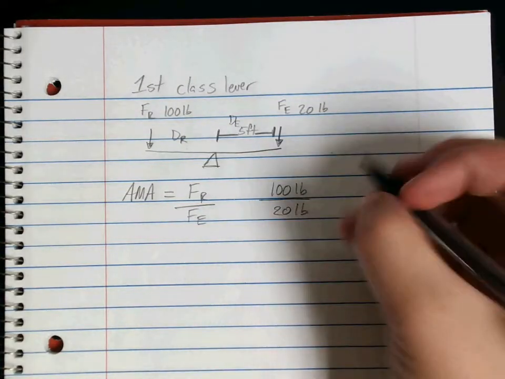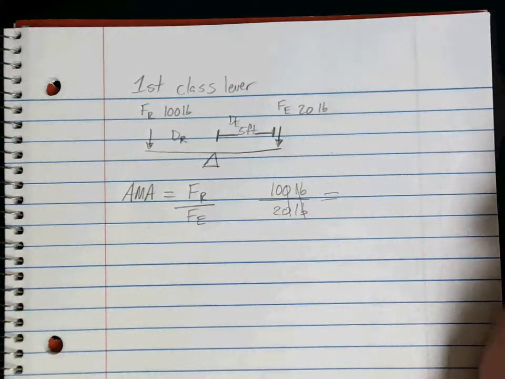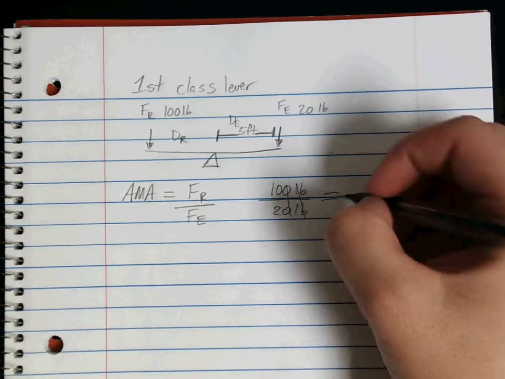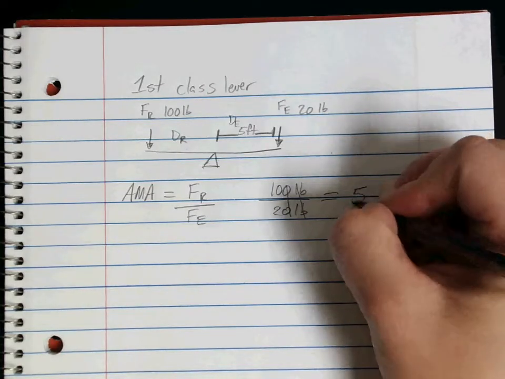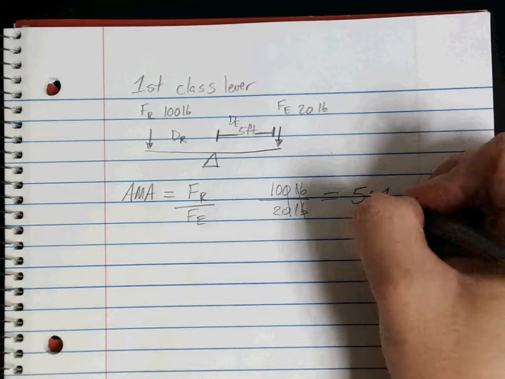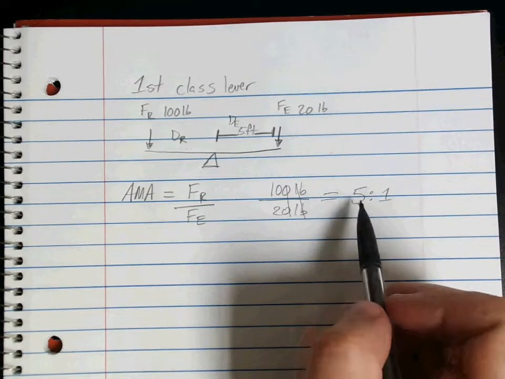So we simplify this. Our pounds cancel out. We can technically cancel this and say 10 divided by 2, or just do your 100 divided by 20, however you'd like, and you'll get 5. Alright, our AMA would be a ratio of technically 5 to 1, so it's 5 times easier to do, but it's 5 times the distance.